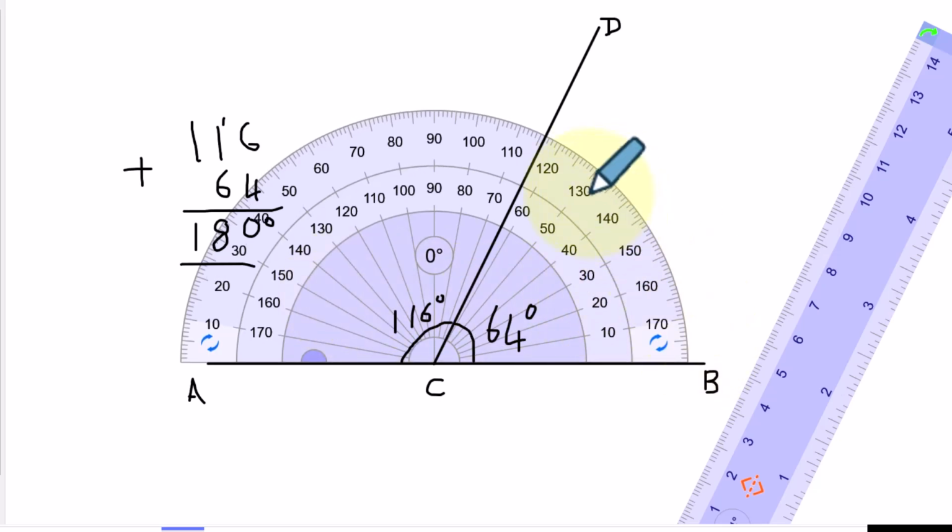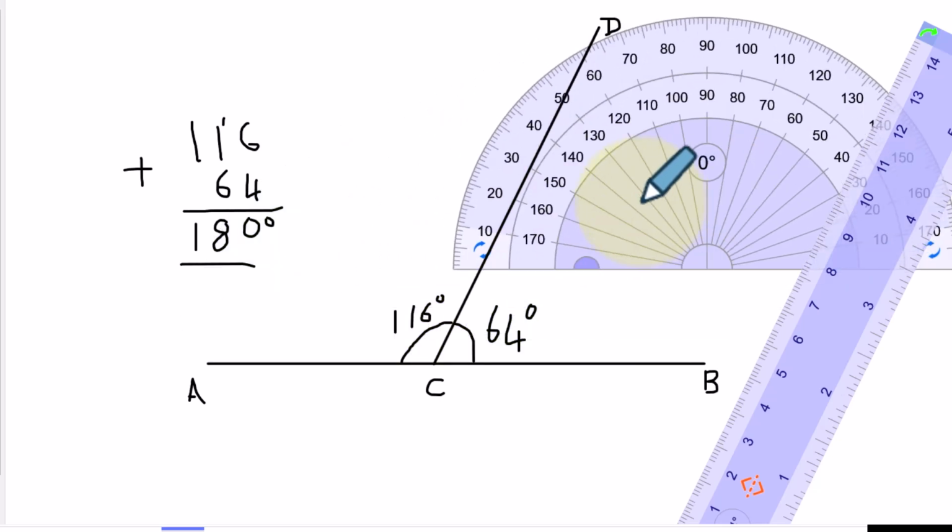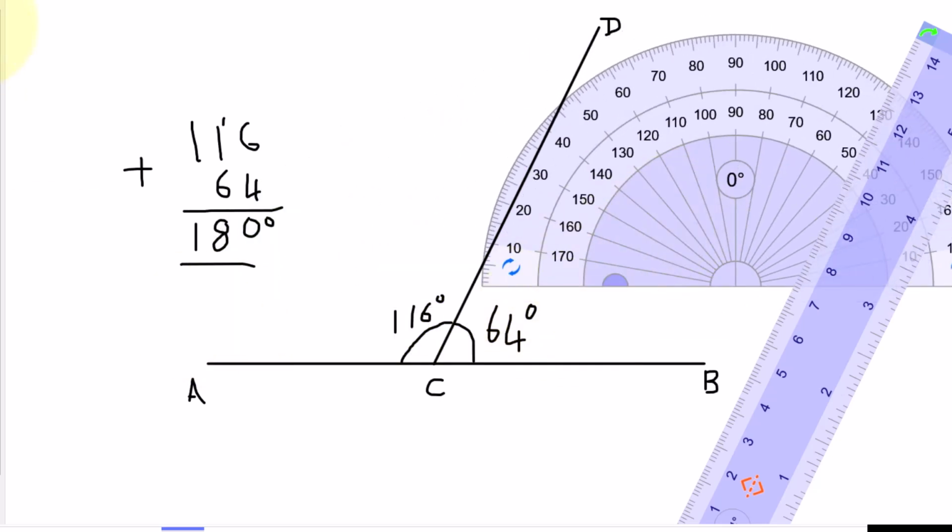You see, I've put it back. I'm still getting 64 on this side. I'm still getting 110, 150. I'm still getting 116. So this is correct. So no mistake in number 1. So let's go to the next page and do number 2.